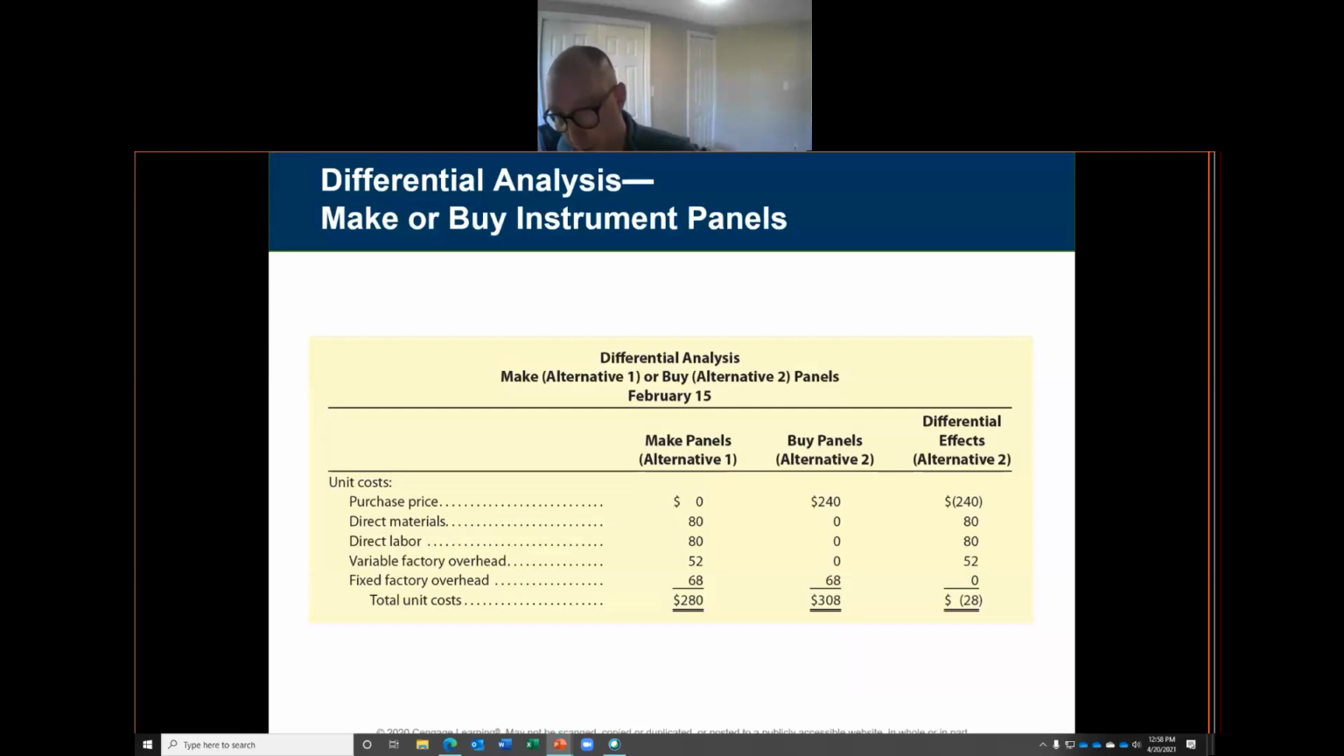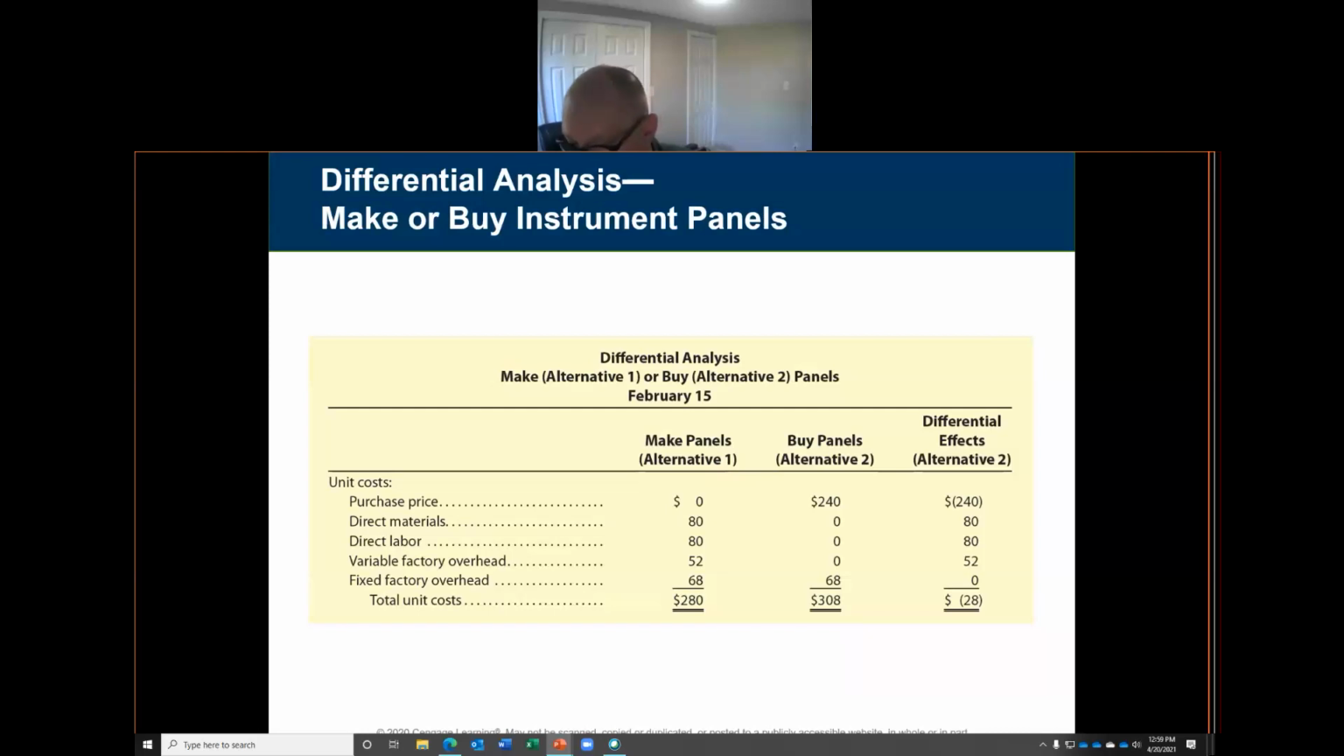Here's the differential analysis. Remember, fixed factory overhead remains the same regardless of the level of output. So the purchase price for alternative one will be zero because I'm making it in-house. $80 direct materials, $80 direct labor, $52 variable factory overhead, $68 fixed factory overhead, giving me $280 to make it.